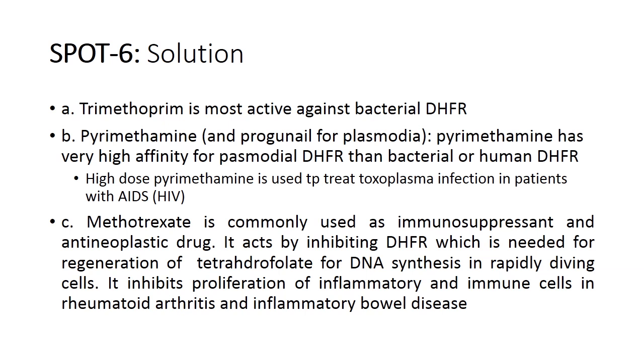The third drug, which inhibits the human rapidly dividing cell dihydrofolate reductase enzyme, is methotrexate, which is commonly used as an immunosuppressant and an anti-neoplastic agent. It inhibits dihydrofolate reductase, which is needed for regeneration of tetrahydrofolate for RNA-DNA synthesis in rapidly dividing cells. It also inhibits proliferation of inflammatory and immune cells in rheumatoid arthritis and in ulcerative colitis.